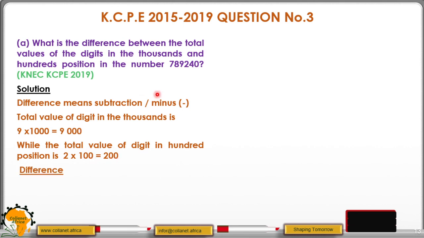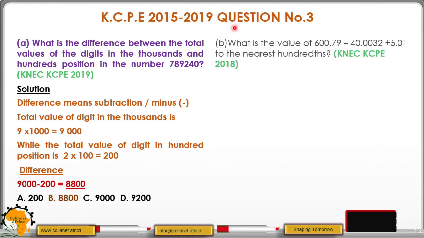Therefore, the difference between this total value and this one is computed this way: 9,000 minus 200, you get 8,800. So the choice is B. Then we have part B.